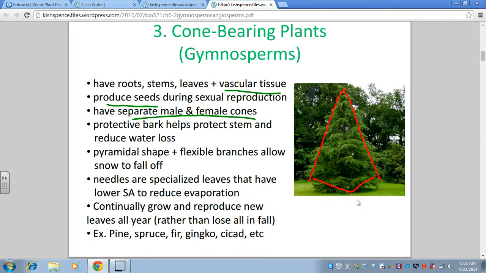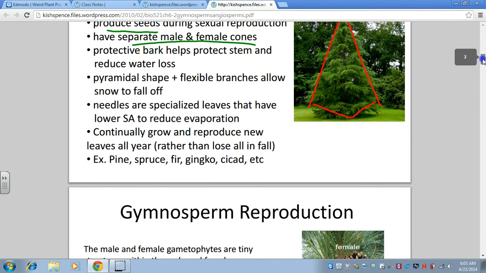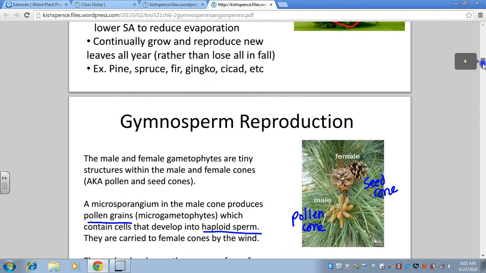So think of some examples. Think of the Christmas trees that you might go out to get, for instance. So pine trees, spruce trees, fir trees, and ginkgos and cycads are other types as well.